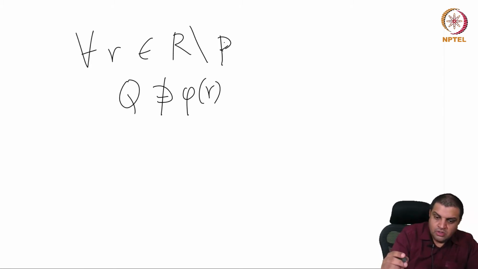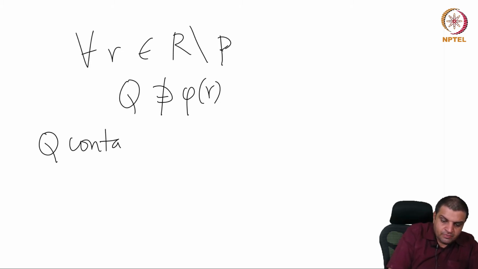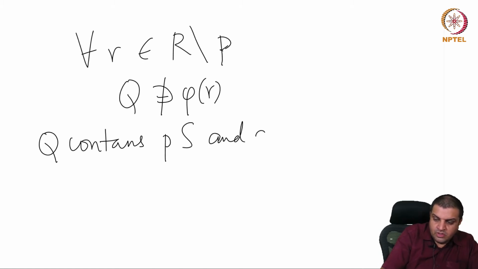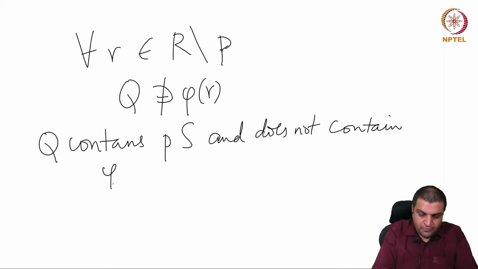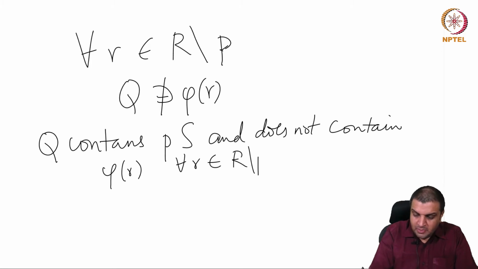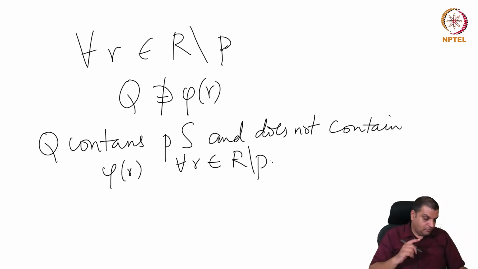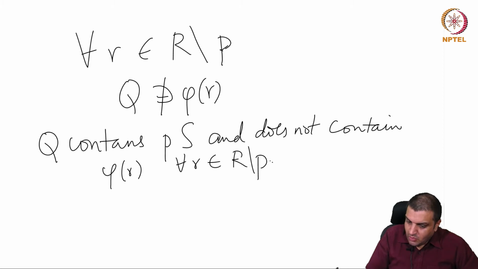Okay, so let's put these things together. Q contains PS and does not contain phi of r for all r in the complement of P. When can this happen?